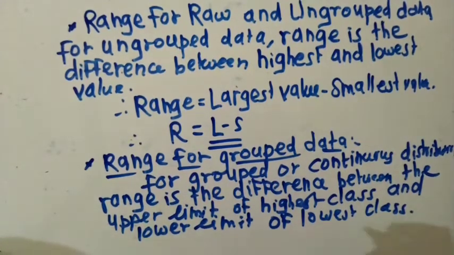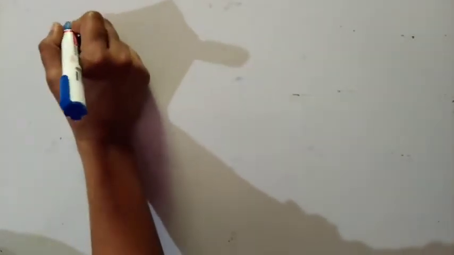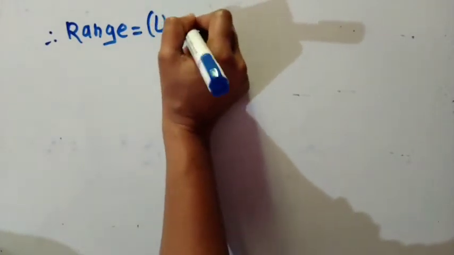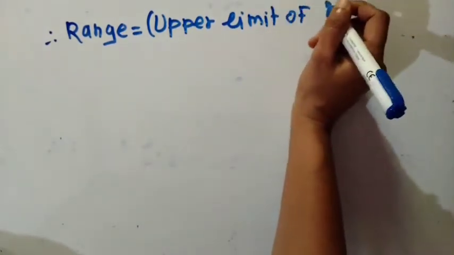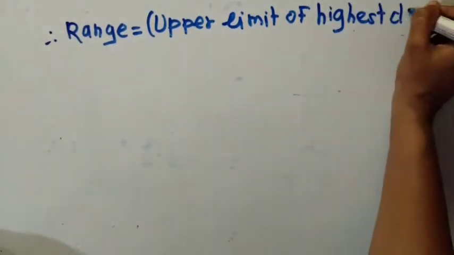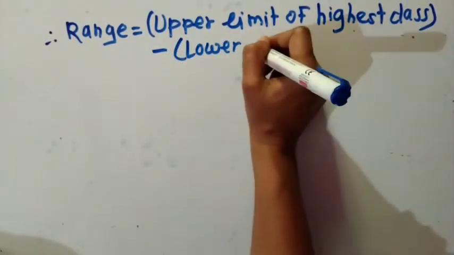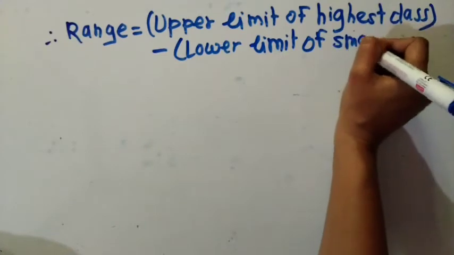Means here range for group data is equal to upper limit of highest class minus lower limit of smallest class.